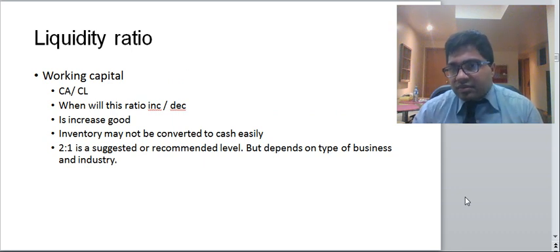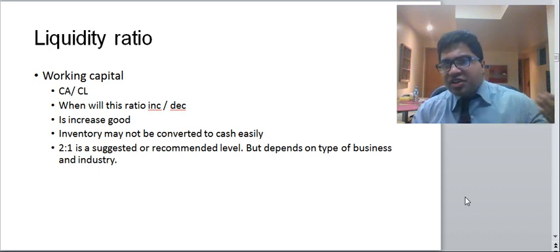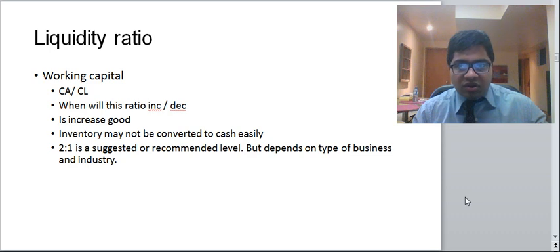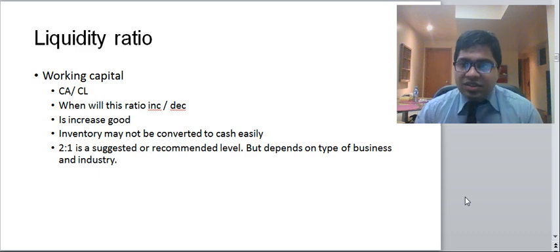Now what are you doing? Means you are trying to figure out whether the company has enough current assets to pay off its short-term liabilities. So whatever liabilities are due in short term, whatever the short-term credits are there, whether the company can pay it off. If it is not able to pay it off, the creditors may sue the company and it can lead to bankruptcy. So it is important to understand whether the company can sustain in the short run by paying off its short-term liabilities. Generally, increase in this ratio is good.